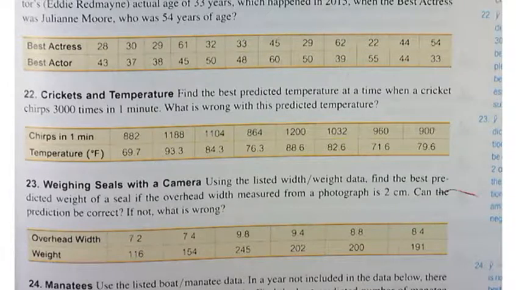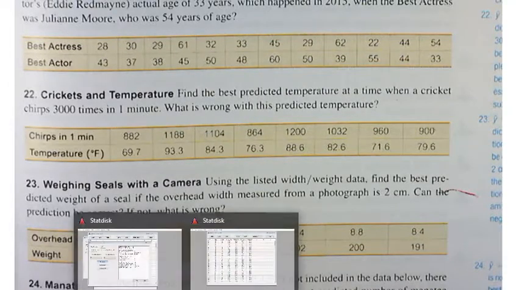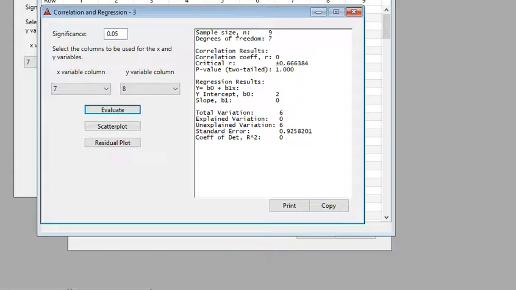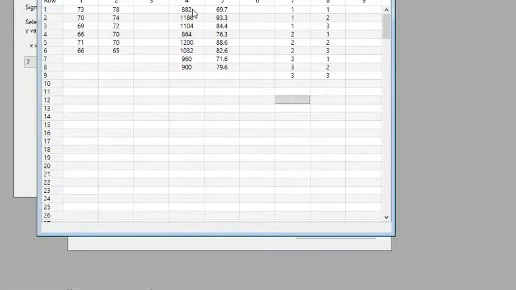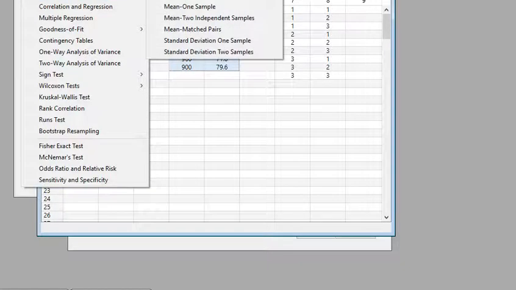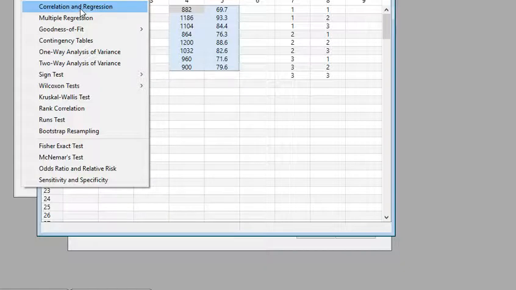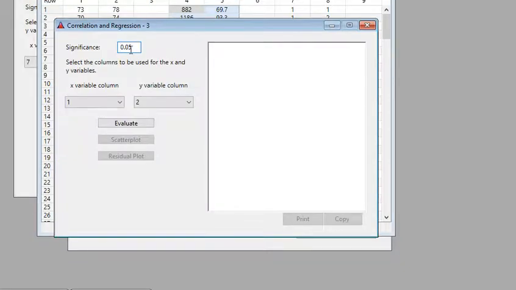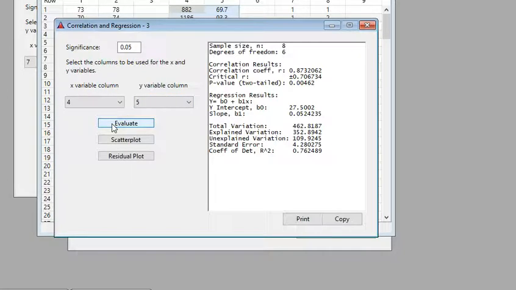Okay, so this data is already in StatDisk for us here. It's in columns 4 and 5. So let me go to analysis, correlation and regression. Significance level, we'll leave it at 0.05. Again, I want columns 4 and 5. It might be different for you. Once you get this set up, let's click Evaluate.